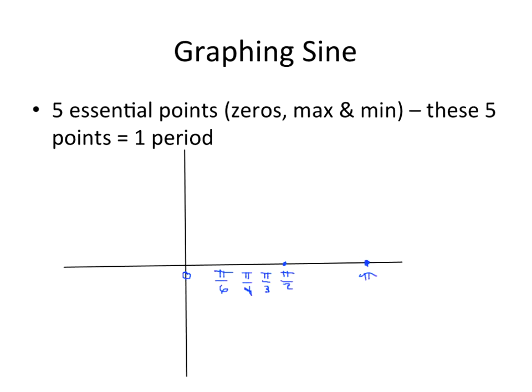So I'm going to start with those, and then we're going to talk about how we graph these things. There are really 5 essential points when we graph. We need to graph all the zeros and the max and the minimum. These 5 points are actually going to give us our one full period of the graph. Now a period is the point where the graph starts repeating itself. You're going to see after we graph it that it makes a little bit more sense.